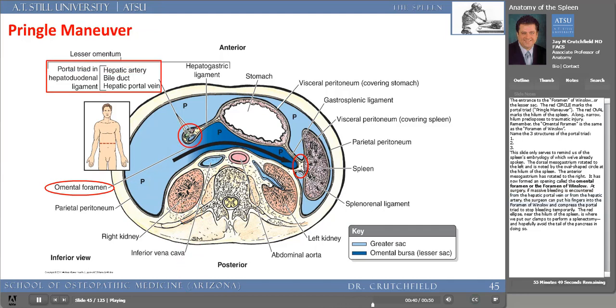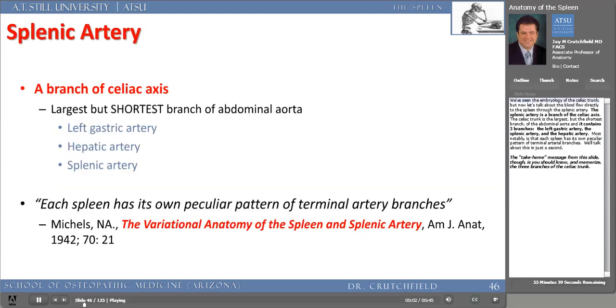The red ellipse near the hilum of the spleen is where we put our clamps to perform a splenectomy and hopefully avoid the tail of the pancreas in doing so. We've seen the embryology of the celiac trunk. Now let's talk about the blood flow directly to the spleen through the splenic artery.